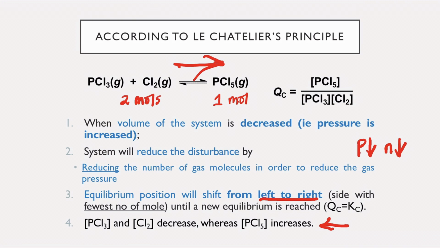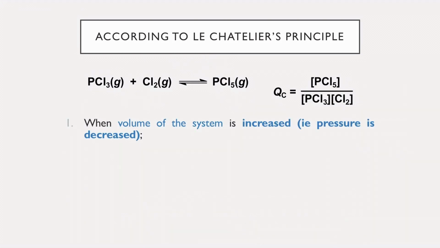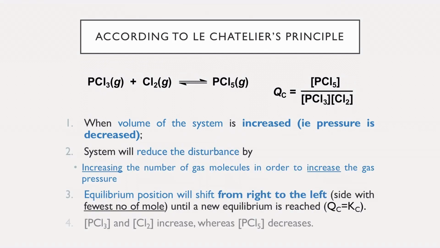Okay, so the concentration of your reactants will decrease. Why? PCl3 and Cl2 decrease because they are being consumed, right? When you shift to the right, you are consuming them to form PCl5. So the PCl5 concentration will increase. Okay? Right. So this is the opposite situation if your volume is increased. So you can read that by yourself.